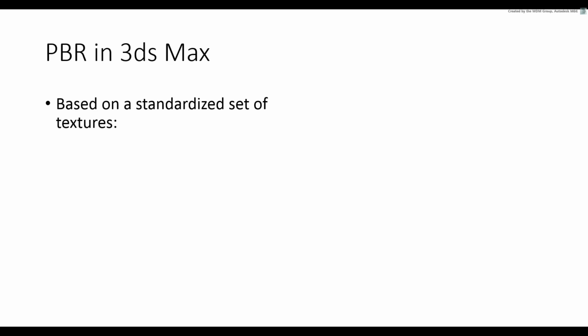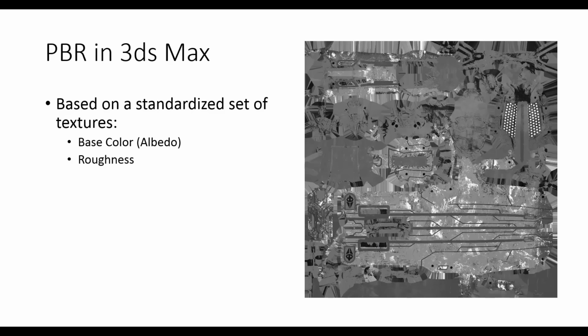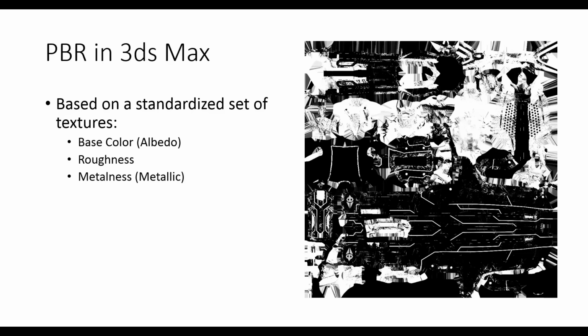In a nutshell, you can explain it as materials completely driven by textures. You have a set of standardized textures like the base color, also known as the albedo, which defines the color of things; the roughness, basically how shiny something is at certain points; and metalness, which is a black and white mask, white in areas where the object is made out of metal and black in areas where it's made out of non-metallic parts.